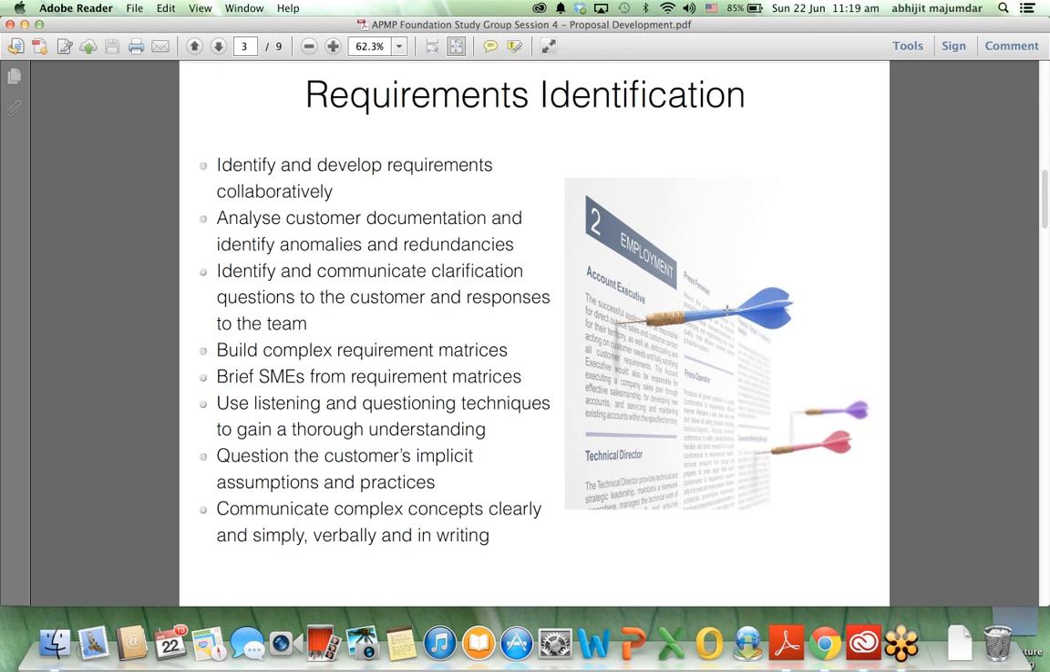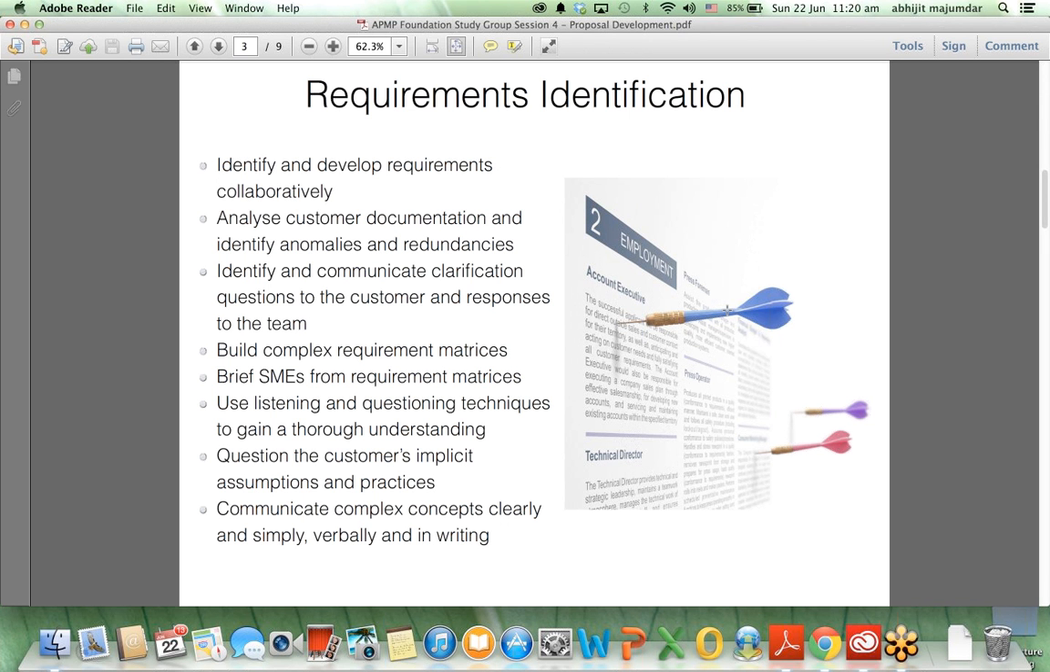So typically we know an RFP is nothing but a set of requirements provided by the customer to a contractor, to a vendor, to get their response to those requirements. Now, there will be other guidelines also provided in the RFP, but the core transaction actually happening between the customer and the vendor is basically the requirements.